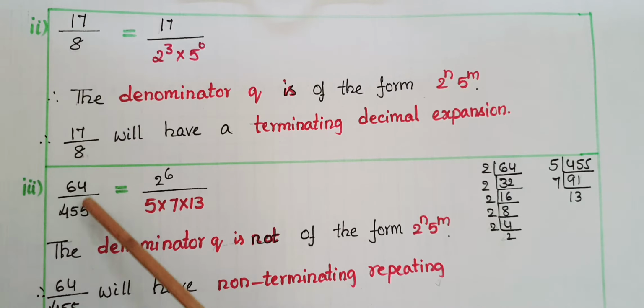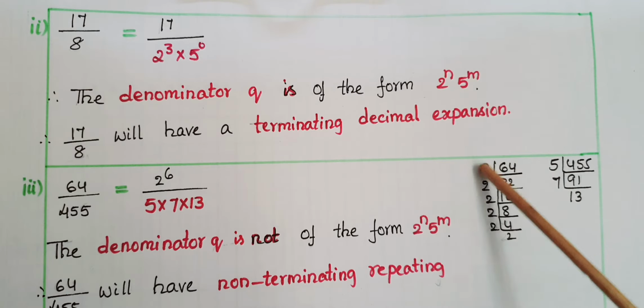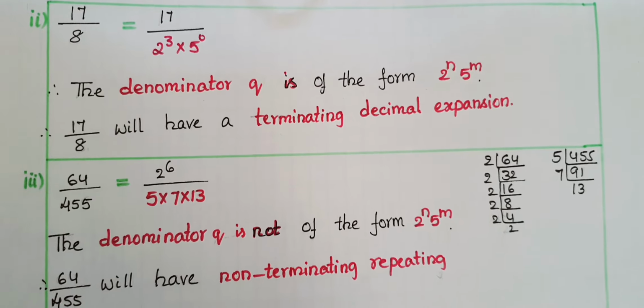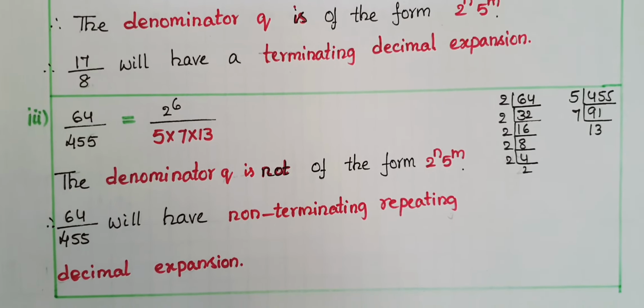Next one is 64 by 455. 64 you can write as 2 to the power of 6, and 455 you can write as 5 into 7 into 13. So, the denominator q is not of the form 2 to the power of n into 5 to the power of m. Therefore, 64 by 455 will have non-terminating repeating decimal expansion.